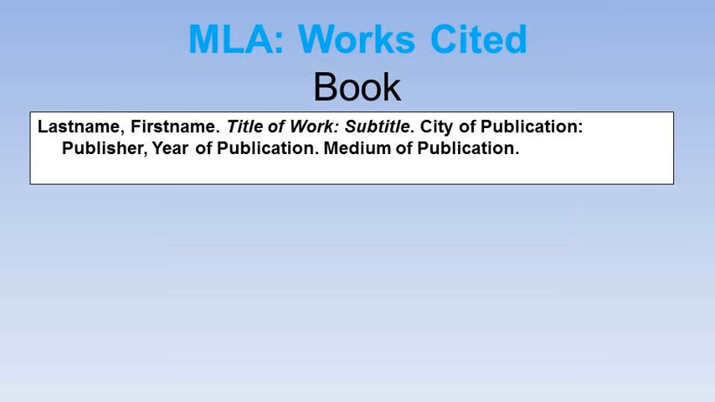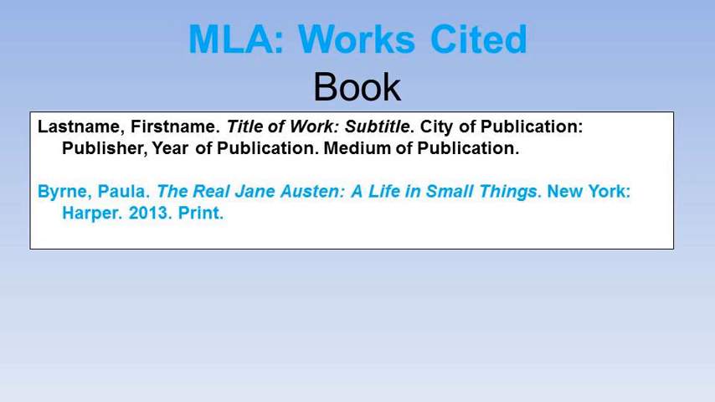Let's look at the basic format for adding a book to the Works Cited list. The other types of materials, such as ebooks and articles, will follow this same basic format with some modifications. The format for a book is last name, comma, first name, period, title of work, colon, subtitle, period, city of publication, colon, publisher, comma, year of publication, period, medium of publication, period. And here is an example.